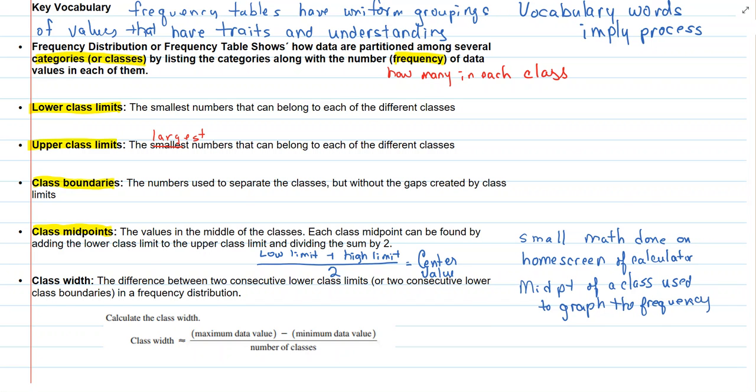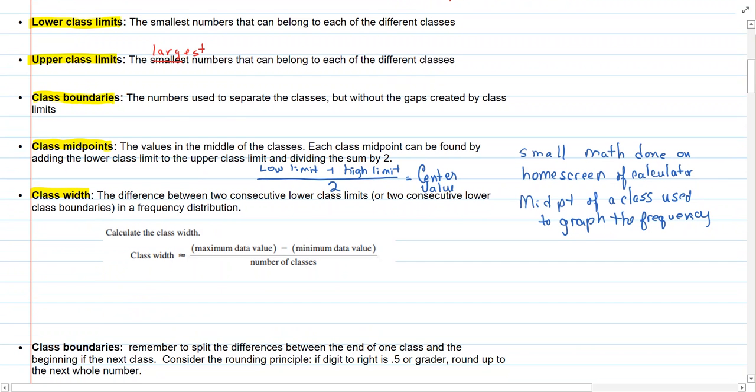The class width is the uniform values that fall into each class, and it is the difference between the two consecutive lower limits or two consecutive lower class boundaries in a frequency distribution. Now they gave us this formula, but I don't use that one. I use two consecutive lower class limits, and I'll explain that as we get to it.